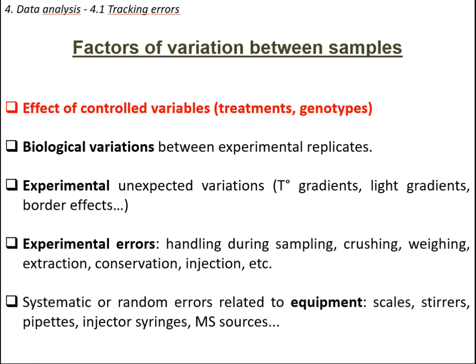And finally, there are systematic errors or random errors related to the equipment. The pipettes, when you pipette a volume, the injector syringe, the MS sources, in which things can go pretty weird sometimes. So all these sorts of variations are not desired. So we need a way to somehow limit them.